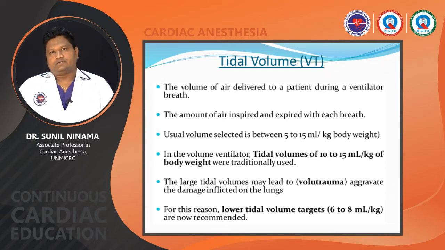In volume ventilators, the tidal volume traditionally used is around 10 to 15 ml per kg of body weight. The large tidal volume may lead to volutrauma. So you have to keep around 6 to 8 ml per kg, which is enough for the patients, a maximum of up to 10 ml per kg. For these reasons, we are using lower tidal volumes.